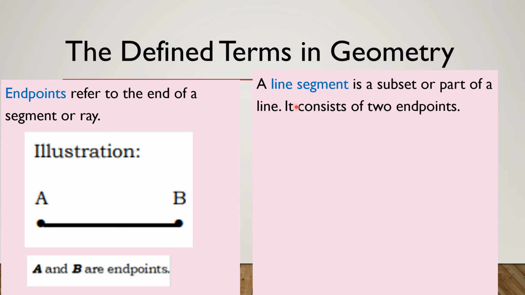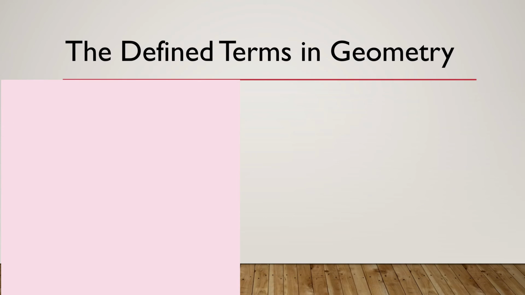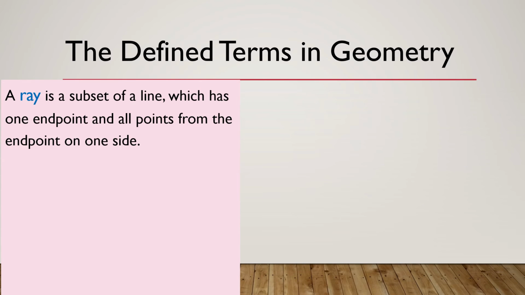Another one is the line segment. It is a subset or part of a line, and it consists of 2 endpoints. It is a segment, and at the ends of the segment are the endpoints, with the segment lying between the 2 endpoints. To name it, you write AB or BA with a segment bar on the upper part of the letters: segment AB or segment BA. It depends on you where you start, A or B.